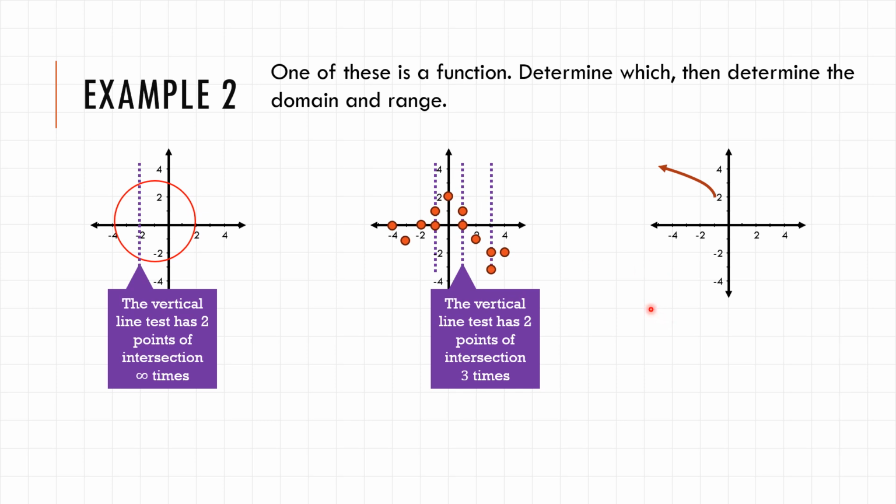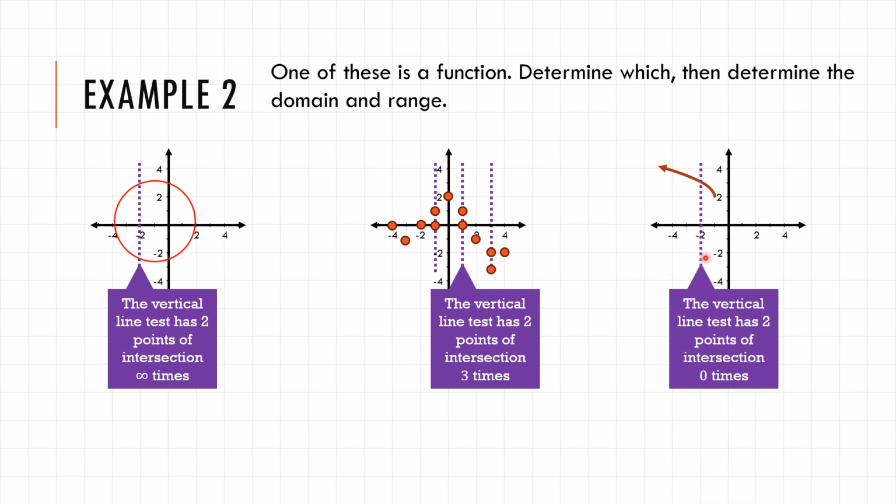Which, by process of elimination, gives us this one. And this one definitely is a function. If I try to use a vertical line test, it never crosses or touches the function at more than one space. Sometimes it touches it in no spaces, but it has 2 points of intersection 0 times. Whereas this one had 1, 2, 3 times it hit 2 points. And this one did it everywhere from -4 all the way to +2.